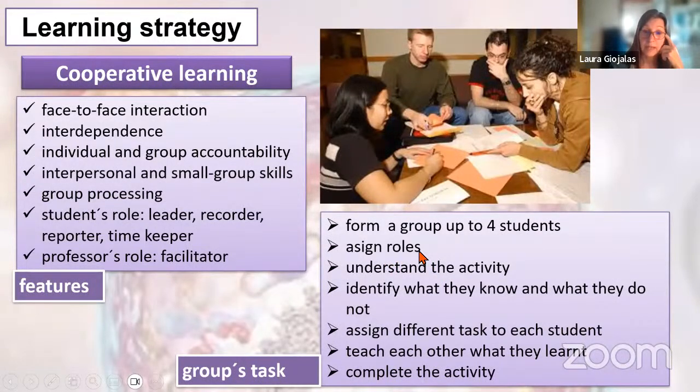And they have to assign roles, as I told you here. Then each member of the group has to be sure that they understand the activity they have to do. Then they have to identify what they know and what they do not know. And then they have to assign different tasks to each member of the group. They have a time just to search and study the information they need to solve the activity. And once all of them have finished, they teach each other what they learned. And then after that, they complete the activity.